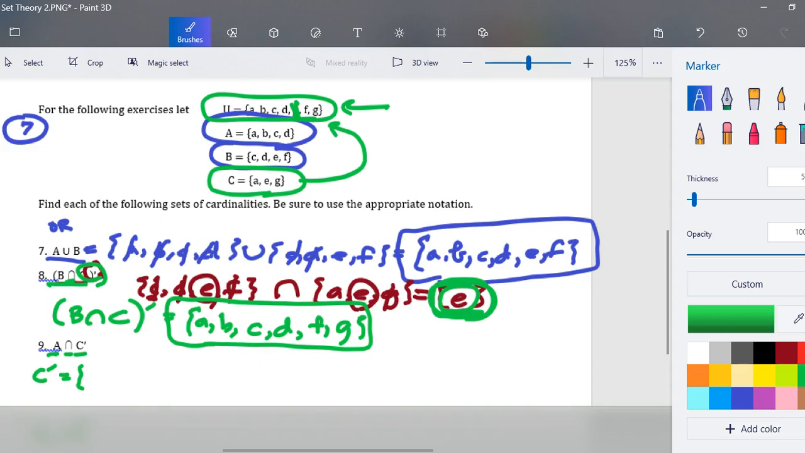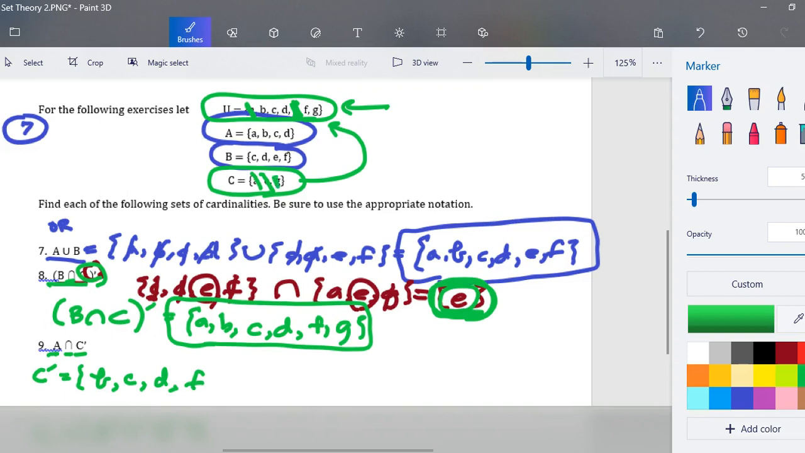So when I look at the universe, A is in the universe, and A is in C, so I can't include it. B is in the universe, but it's not in C. C is in the universe, universal set, but not in C. And D is in the universal set, but not in C. E, however, is in our C, and it's in the universe, so I can't include either A or C, or E, sorry. F is in the universal set, but not in C.